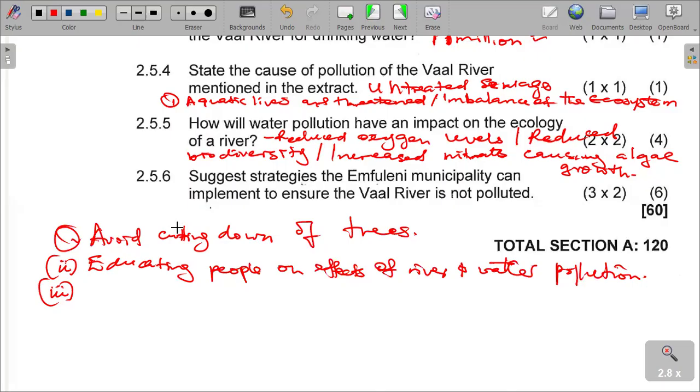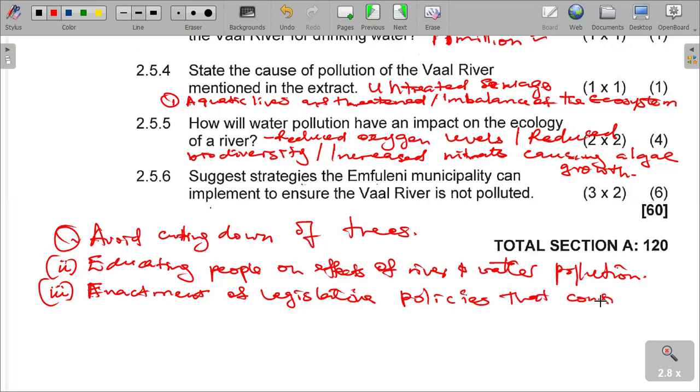Also, legislation to control. Enactment of legislative policies that control the discharge or dumping of waste in rivers, that control dumping of waste.